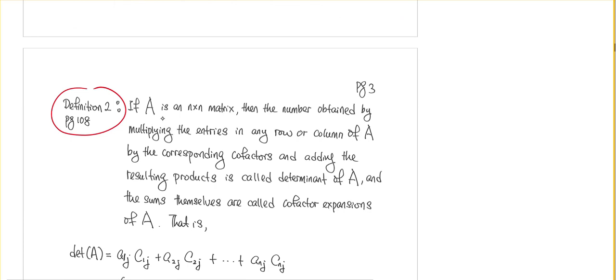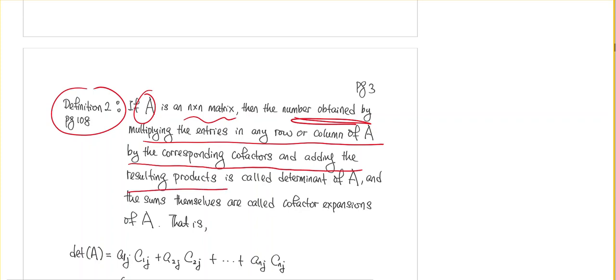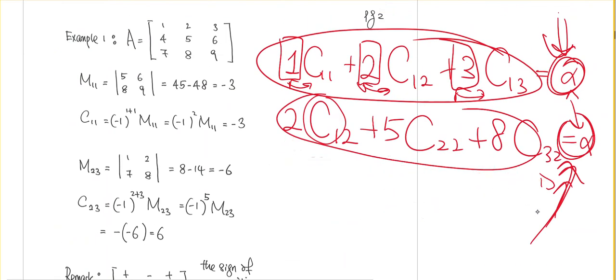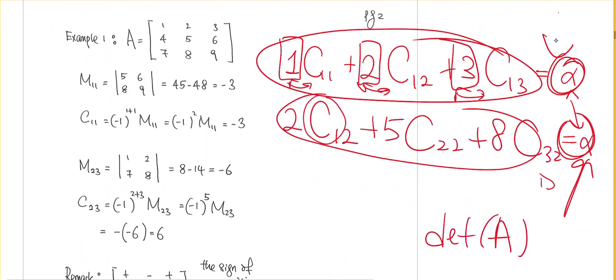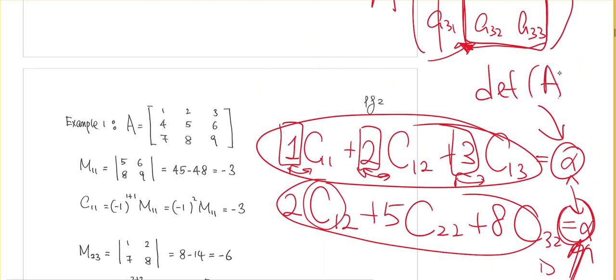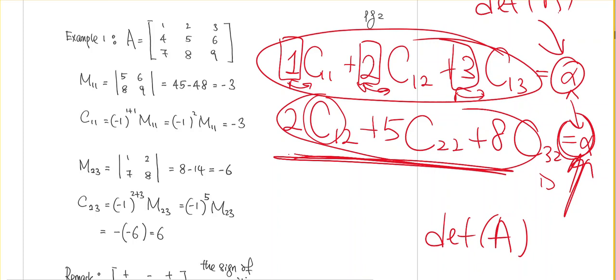So what it says is that if you have an n by n matrix A, the number obtained by multiplying the entries in any row or any column of A by the corresponding cofactors and adding the resulting products is called the determinant of A. And the sums themselves are called cofactor expansions. That is what I'm saying here. This number, which is the same number as what we computed before, is now called the determinant of A. And this whole thing here is called the cofactor expansion.